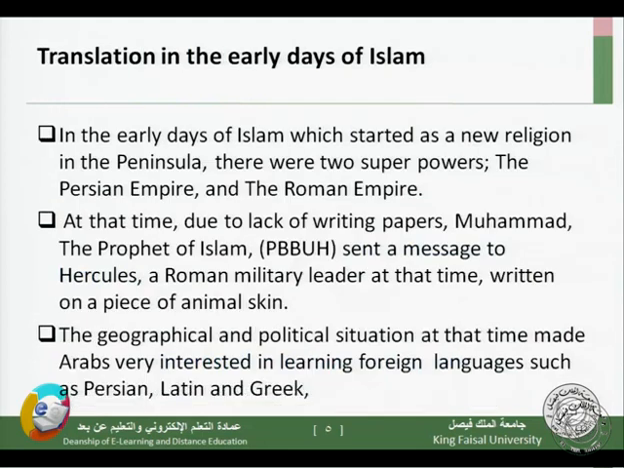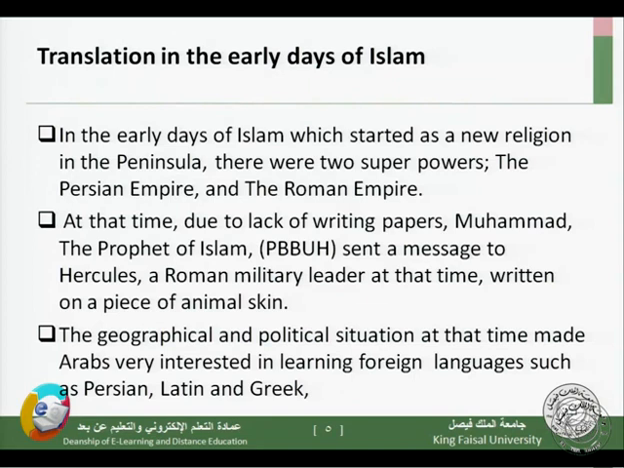Now, point number 2, this is another point which also gives you an idea of how translation became more important in the early days of Islam. In the early days of Islam, there were two major powers or superpowers, the Persian power and the Roman power.